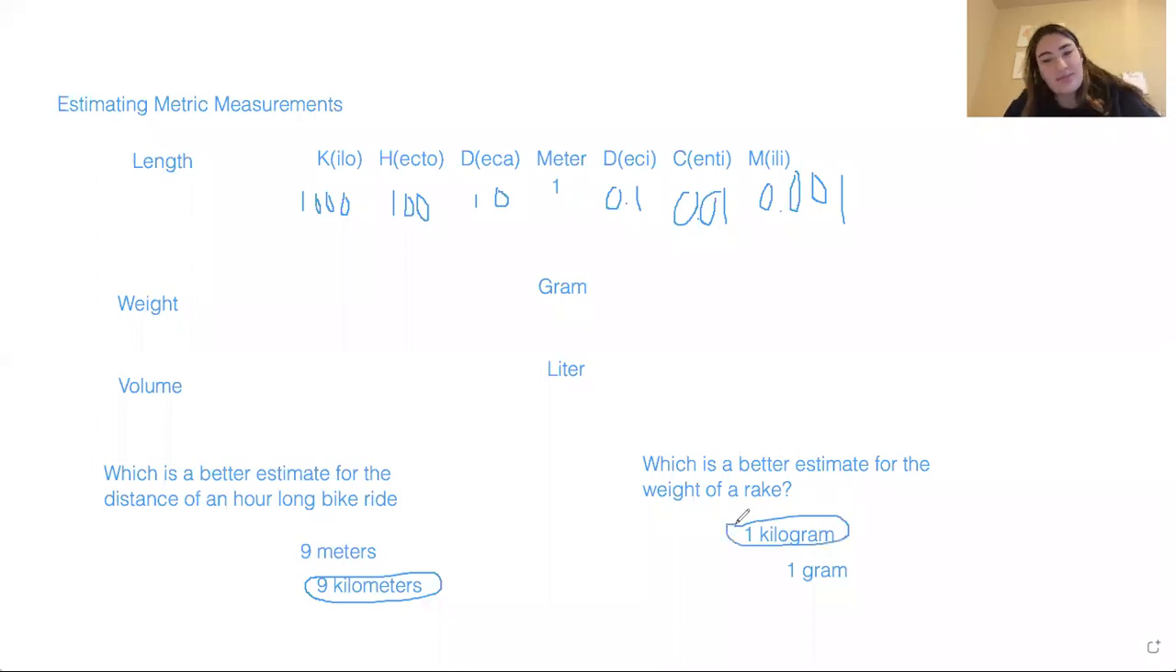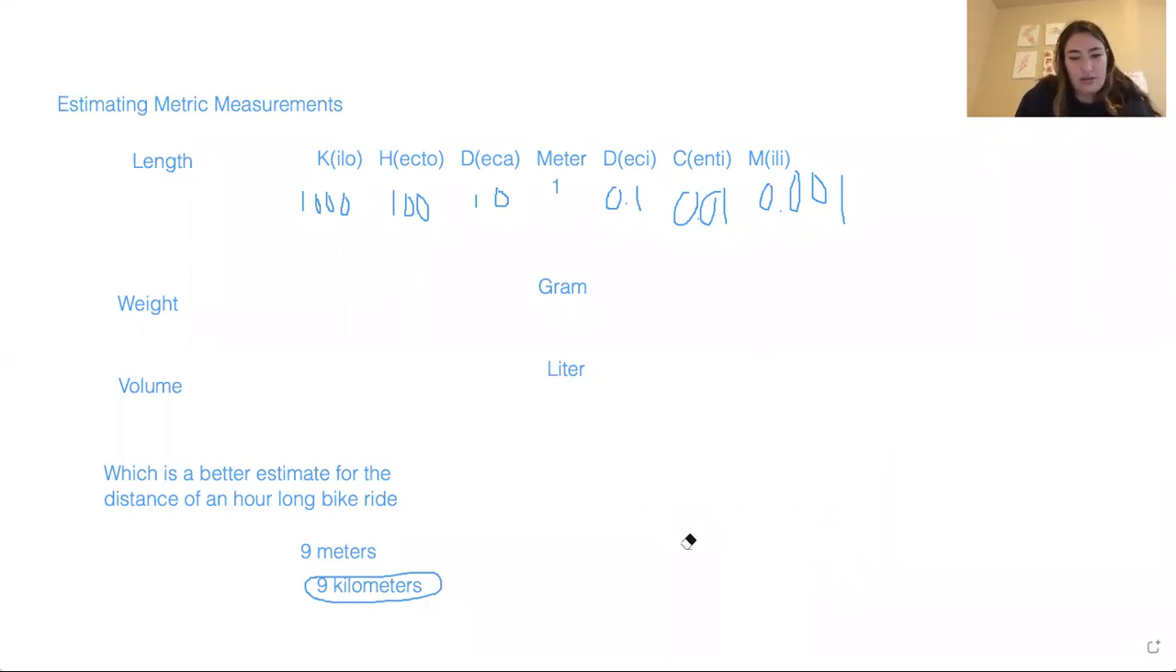So these are just estimates. Rakes don't actually weigh exactly 1 kilogram. Same with biking, you can always bike slower or faster, but these are just estimates on the degree of how much. So you can make a good estimate, as we say. So let's erase these and try a few more.